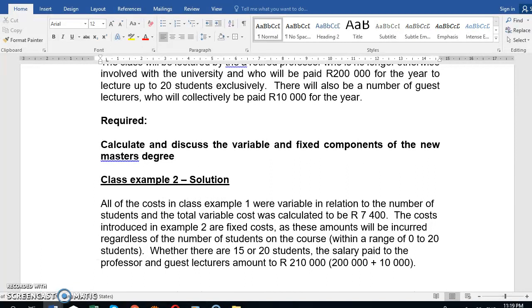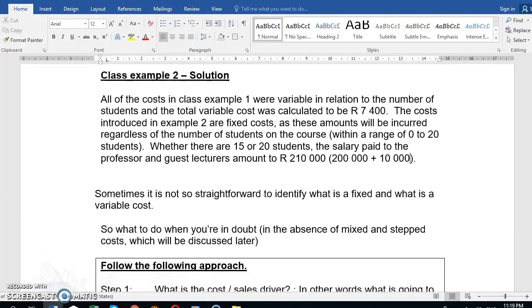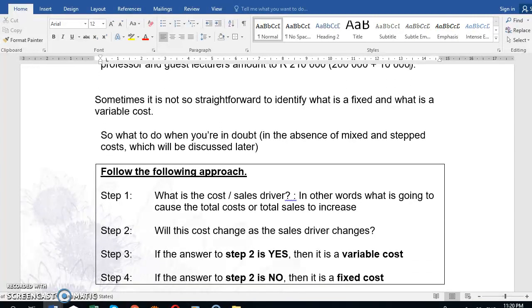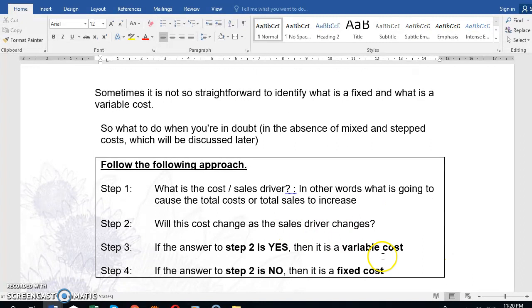Alright, while we're on this, I just want to talk about instances where it may not be so easy to identify whether something is fixed or variable. I think example 1 and example 2 were quite easy. So while we're on this point, I want to give you a 4-step approach to always get the variable and the fixed cost component right.